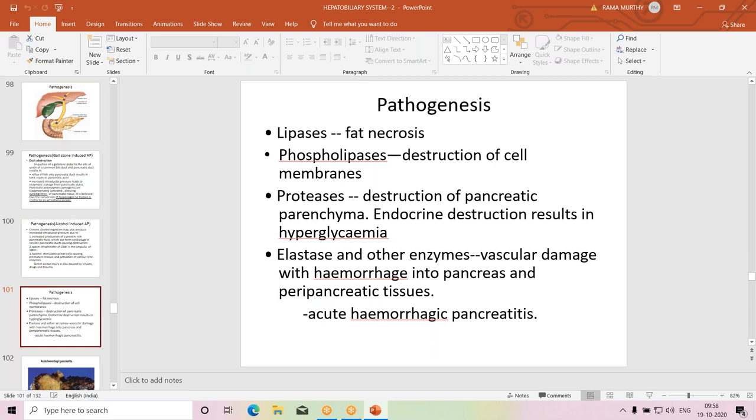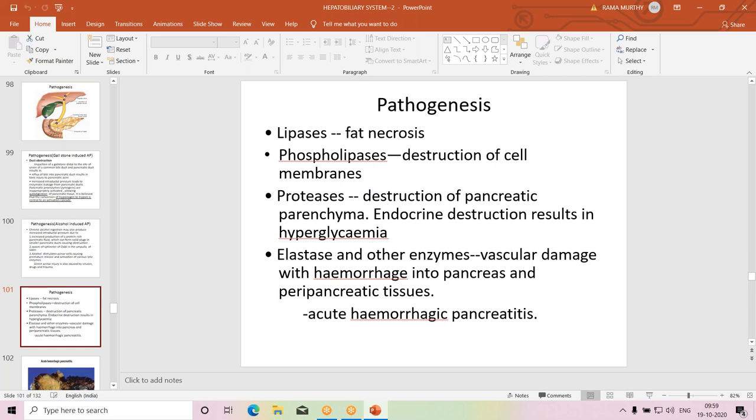And elastase is another enzyme produced by the pancreas. Elastase and other enzymes produce vascular damage. Blood vessels contain elastic tissue, the internal elastic lamina and external elastic lamina. The elastic tissue is destroyed. That means the blood vessel ruptures. Rupture of blood vessels results in hemorrhage into the pancreas and peripancreatic tissues.